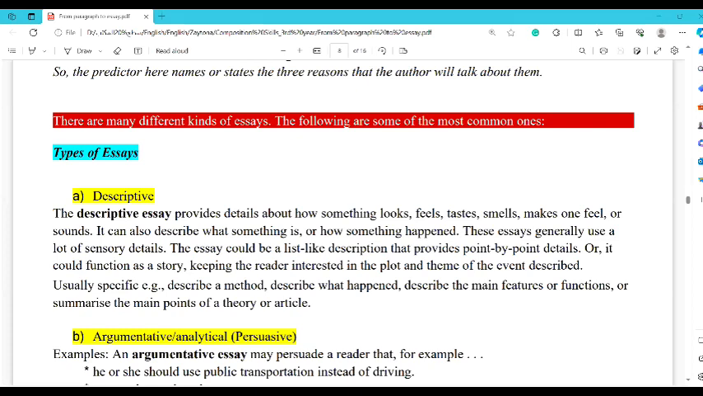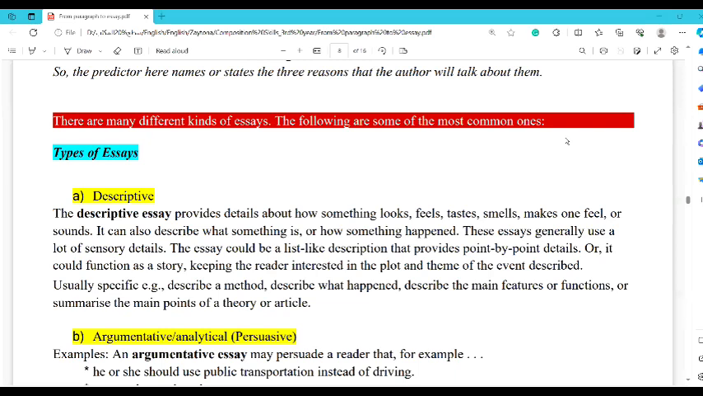But if we say, for example, what is he like? It means you are going to talk about the character, the character of the person. Okay, I wrote those notes on the chat bar.